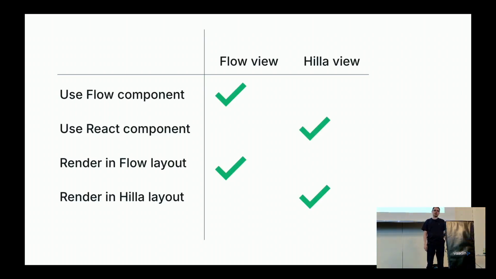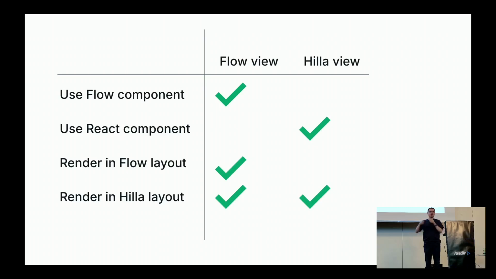But there's always a but. When you're using Flow, you're building a Flow view, you're using Flow components, and it's rendered inside a Flow application-wide layout. When you're using Hilla, you use React components, and you use them inside a Hilla layout. And the problem here is, what if you want to mix and match? So actually, originally, we had this one extra thing, lower left corner. Well, you can take a Flow view, built with Flow components. You can add it inside a Hilla layout.